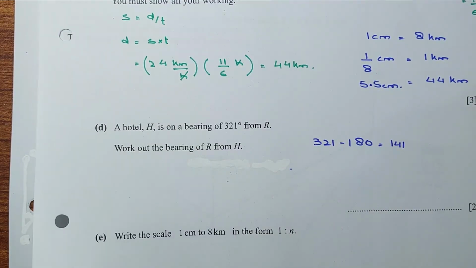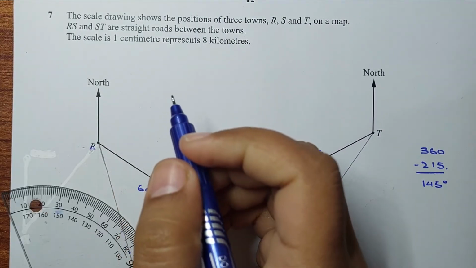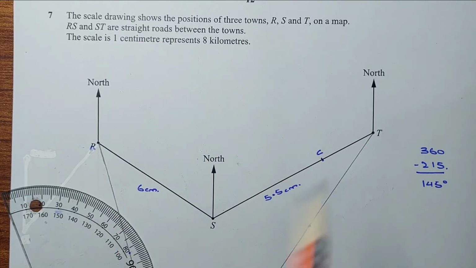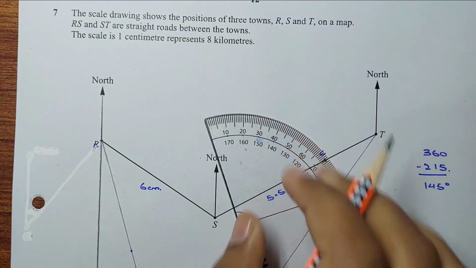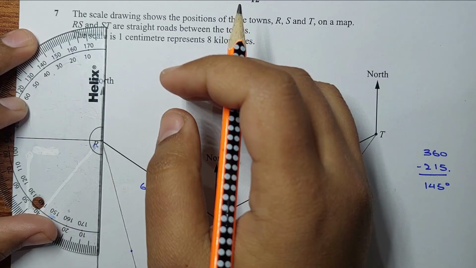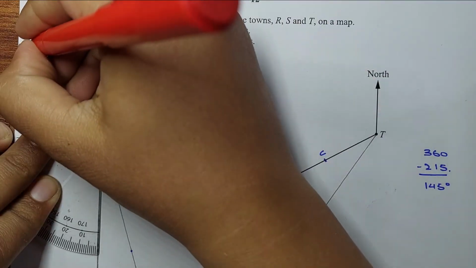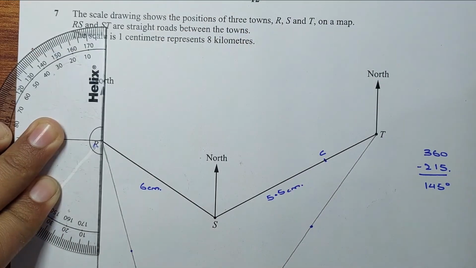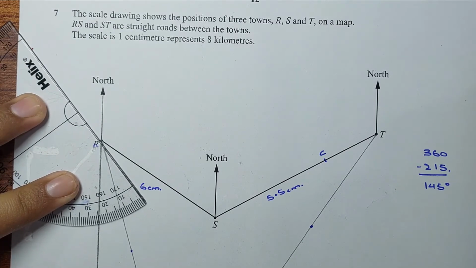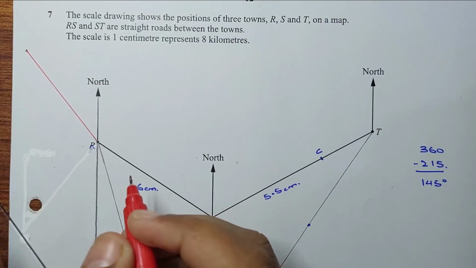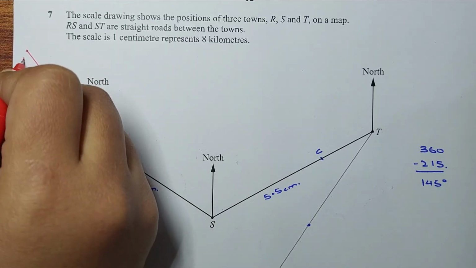Okay, let me find the hotel H. Where is the location of hotel H? The vertical line, the north line, this is 180, right? So let me find 141. The position of 141 is over here. You guys can see there is a position of 141, right? So here is the hotel H. From the north line to this is 321. This angle is 321, right?